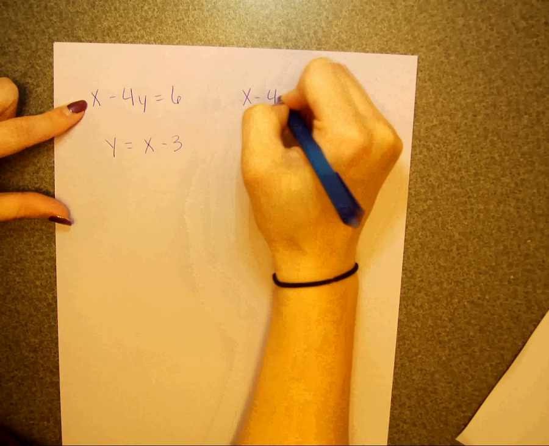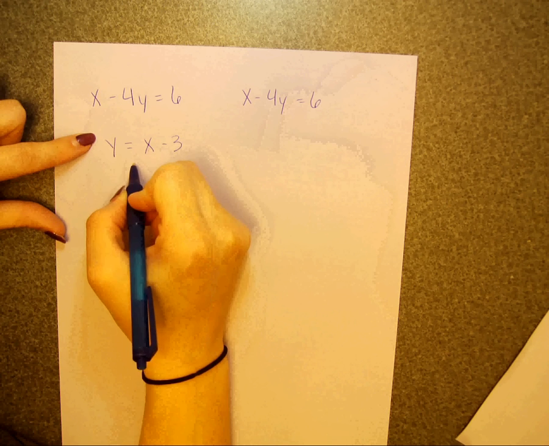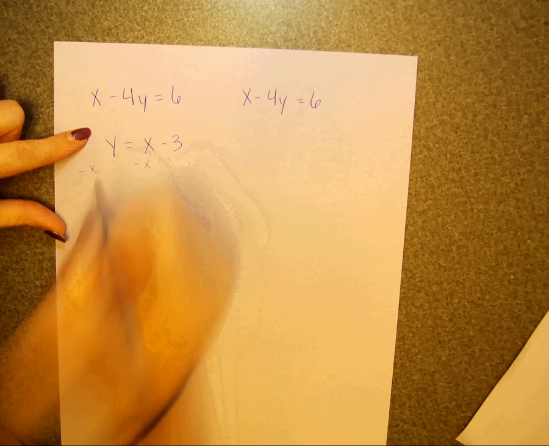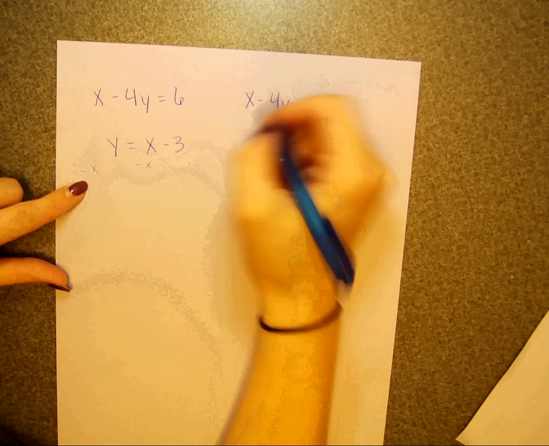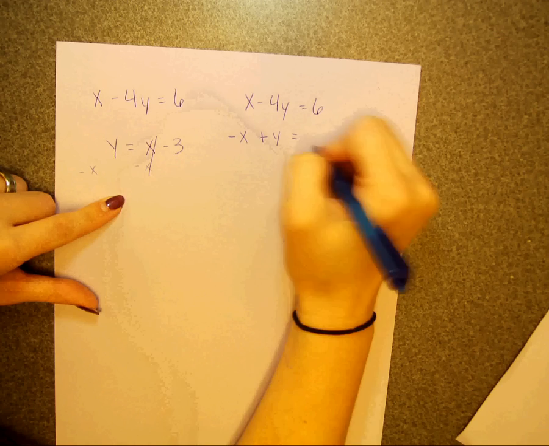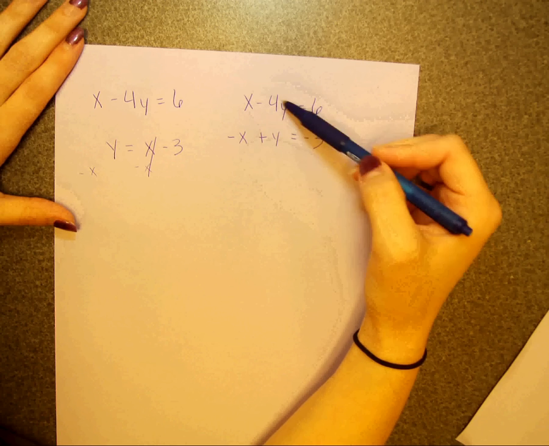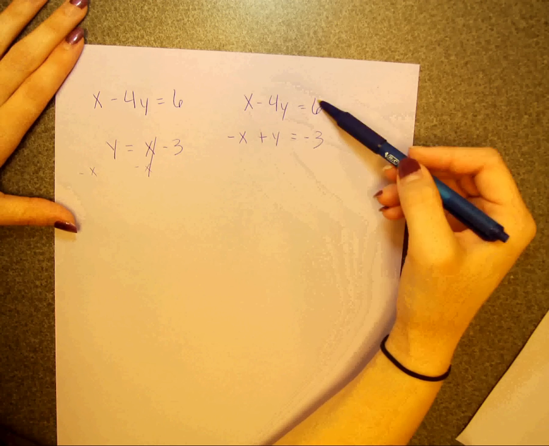And I'm going to move this one to the left by subtracting. So I'm going to subtract x from both sides. And so I'll end up with negative x plus y equals, this x went away, so I have negative 3. And now it's lined up, x's over x's, y's over y's, equal sign over equal sign, number over number, so that I can solve it.